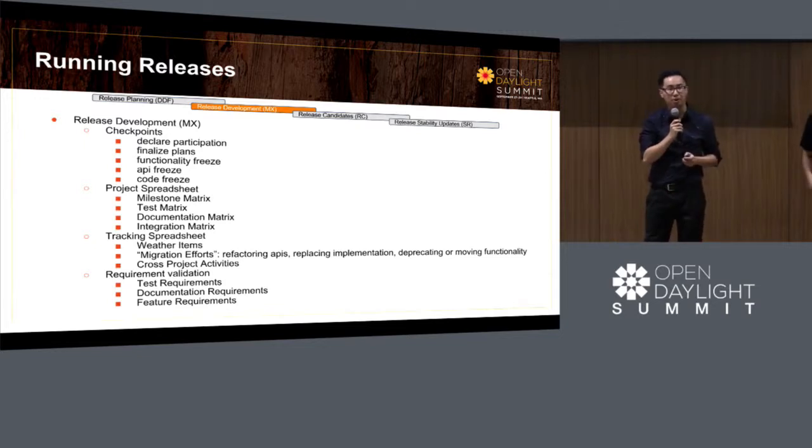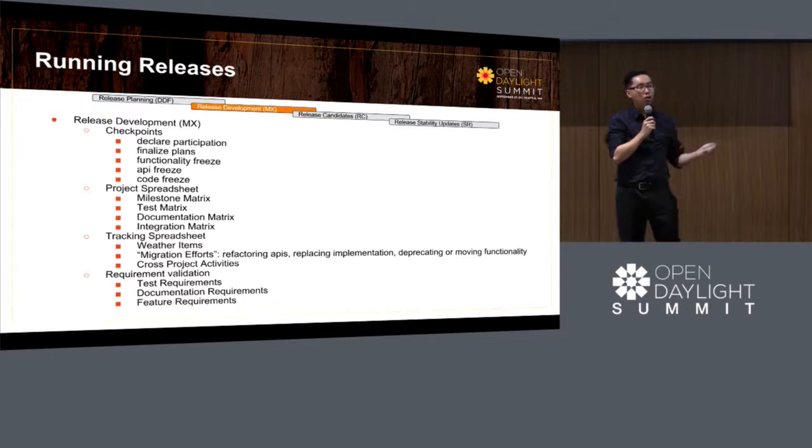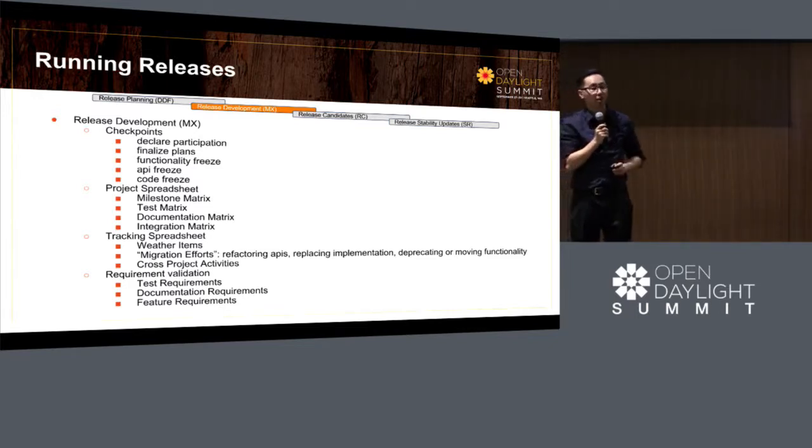The second phase of our release is the release development phase, and that consists of mostly the 5 milestones that I had mentioned before. Finalizing your release plan, freezing your features, your API, your code. But throughout the entire process, we also generate these spreadsheets and these matrices to track across all 54 projects where their status is in terms of hitting those milestones.